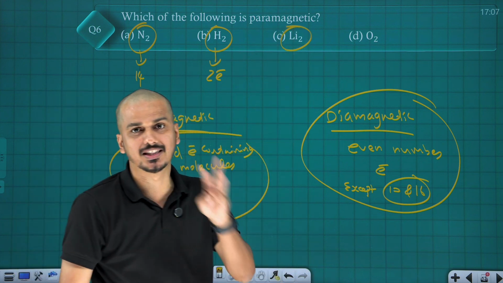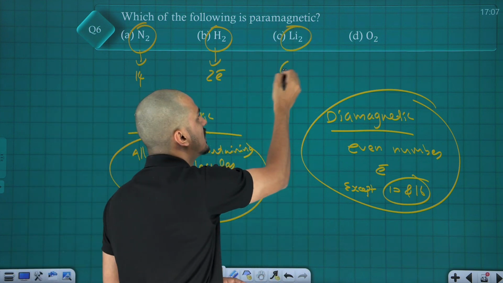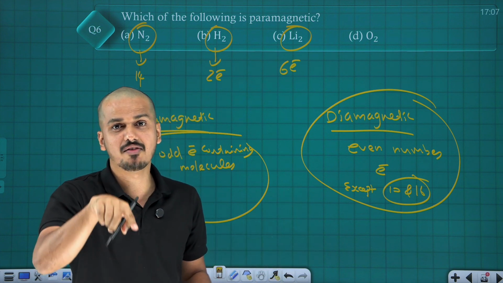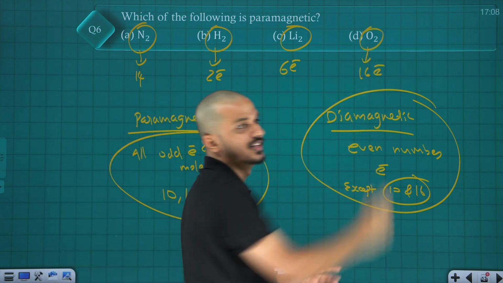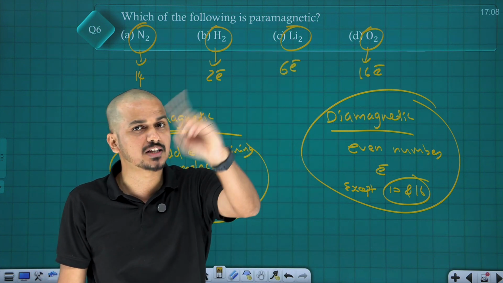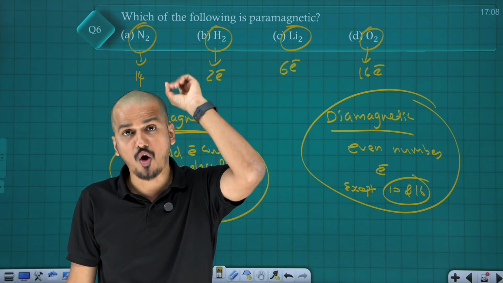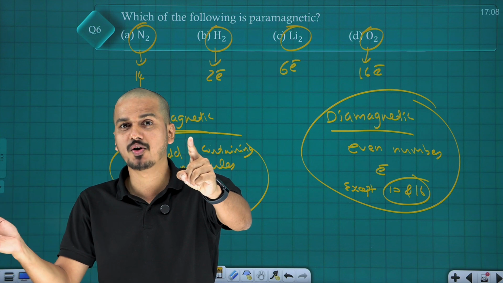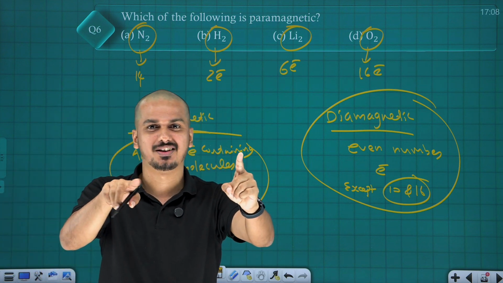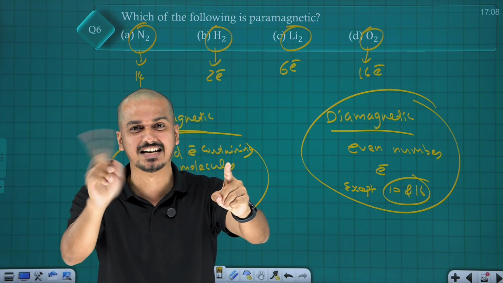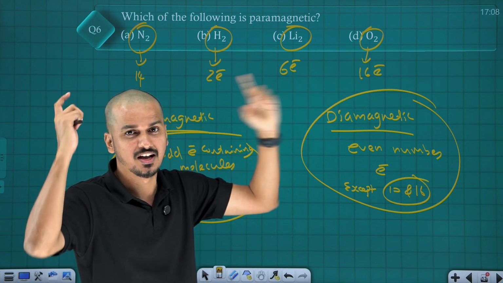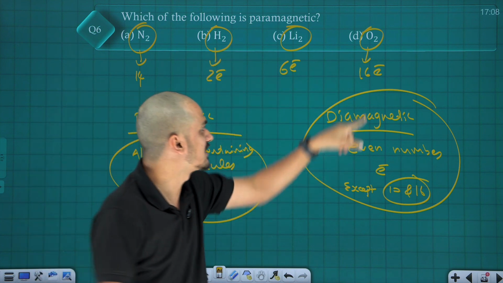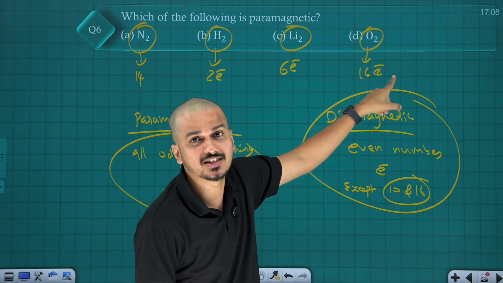Li2: lithium means 3, so Li2 means 6 electrons, even number, diamagnetic. O2 means 16 electrons. This one is molecular orbital theory, not total valence electrons, total electrons. Valence bond theory uses total valence electrons. Here, molecular orbital theory, total electrons. Don't forget. So here oxygen has total 16 electrons.